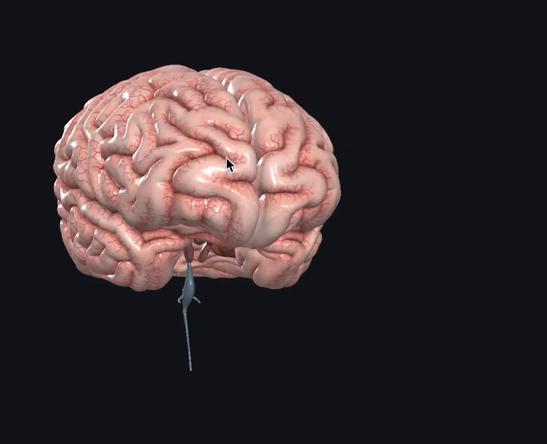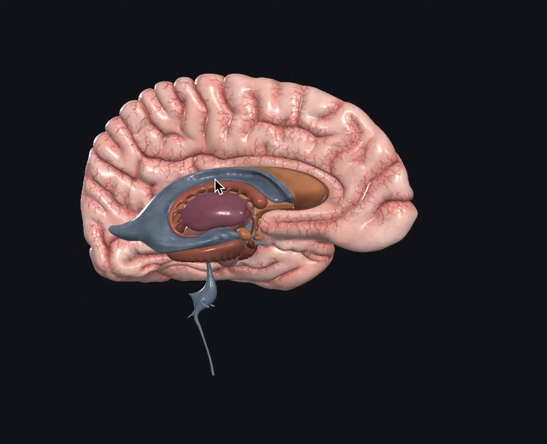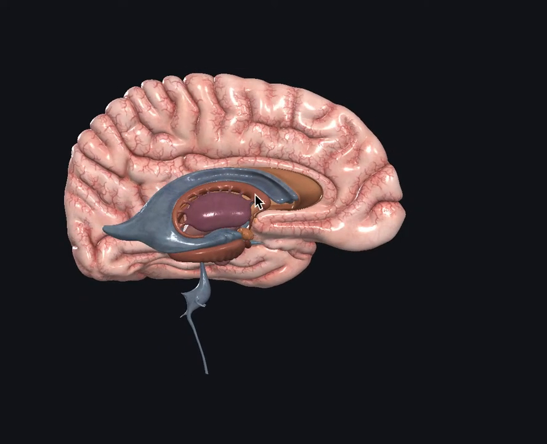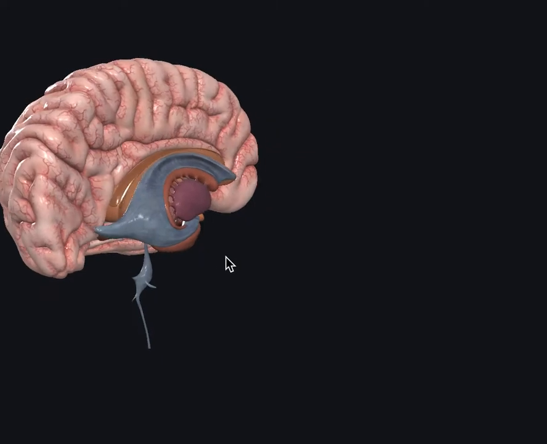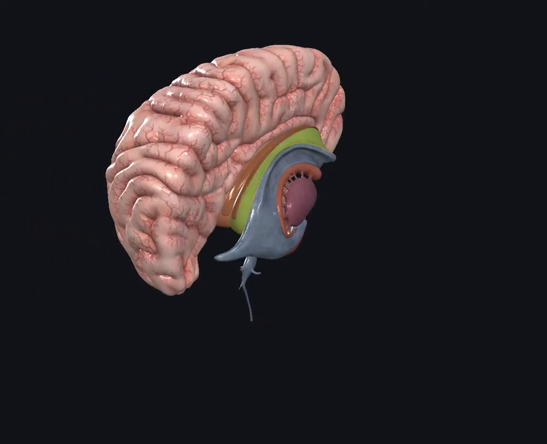So here's a 3D image of the brain. We'll go ahead and hide one of the hemispheres. Here's a medial image. This right here is the basal nuclei. We can go ahead and hide the corpus callosum, which connects the two hemispheres.